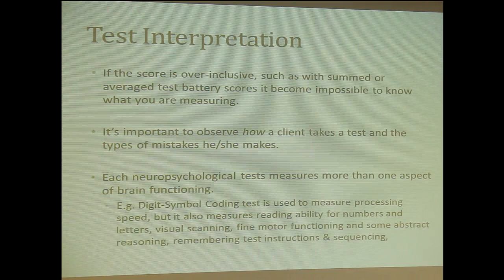And of course, it's important to observe how a client takes a test. I want to encourage you to read through Lezak, Strauss, Spreen and Strauss, where they talk about the block design test, and they've got various descriptions of what you can learn from how the person does the block designs. Do they start from the left? Do they start from the top? Watch what the person does very carefully. Also bear in mind that each neuropsychological test measures more than one aspect of brain functioning. If you're doing the digit symbol coding test, you're testing processing speed, but if the person has problems seeing, they're going to do poorly. If they have motor problems, they're going to do poorly. If they have problems with scanning, they're going to do poorly. So you're not only measuring one thing, and you need to bear that in mind.